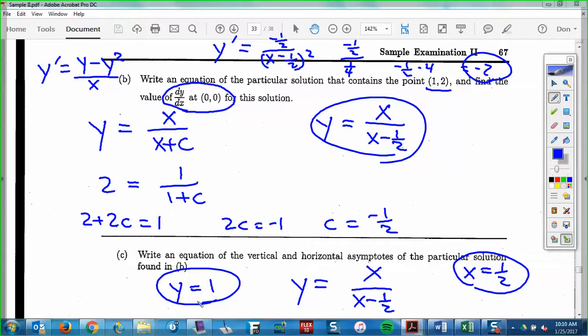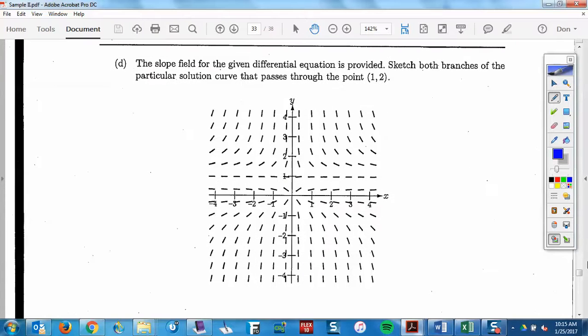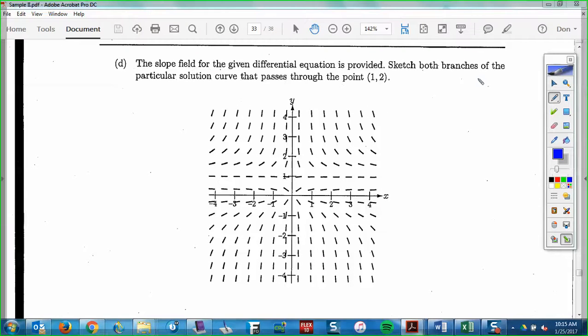Really good problem because it's bringing in a ton of different things that we've learned, and they all kind of come together here. But now, you could get this once you go down to the slope field. You can look at it, you can kind of see there's a horizontal asymptote at 1. Okay, but now we know we got a vertical asymptote at 1/2, horizontal asymptote at 1. So now we come down to here. The slope field, sketch both branches of the curve that passes through 1, 2. So that's the one we already had, we were just talking about.